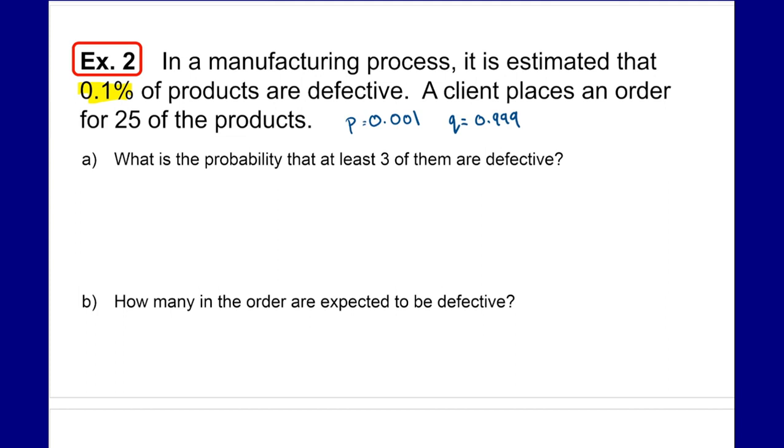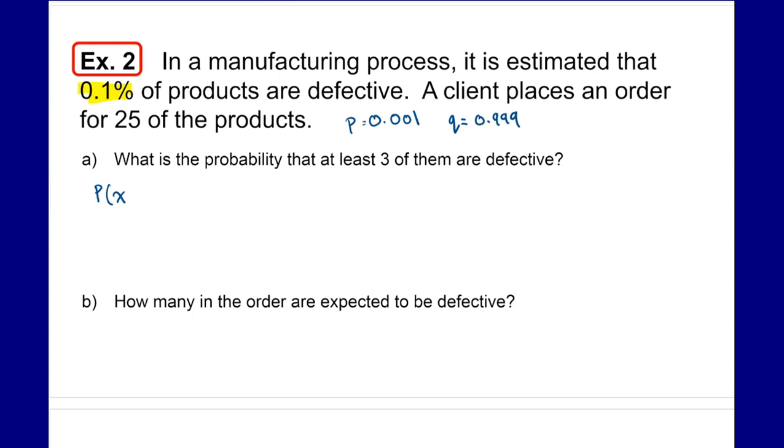Now, one thing you want to be careful of, just because it's the probability of success does not mean it's the opposite, right? Success is what we're looking for. So if we're looking for them to be defective, then the probability of success would be a defective item. The probability of failure in this case would be a non-defective item. So again, success is what you're looking for. So we're looking for defective. So that's our success.